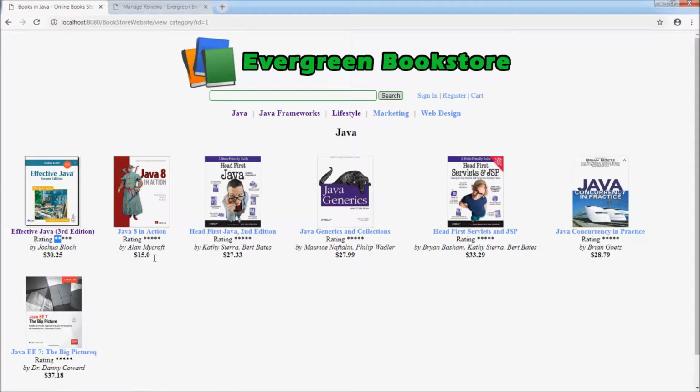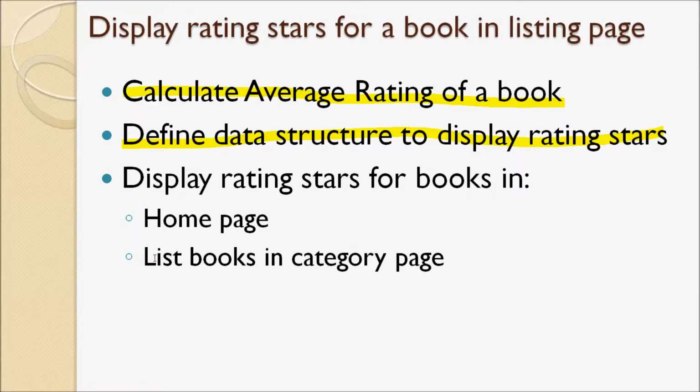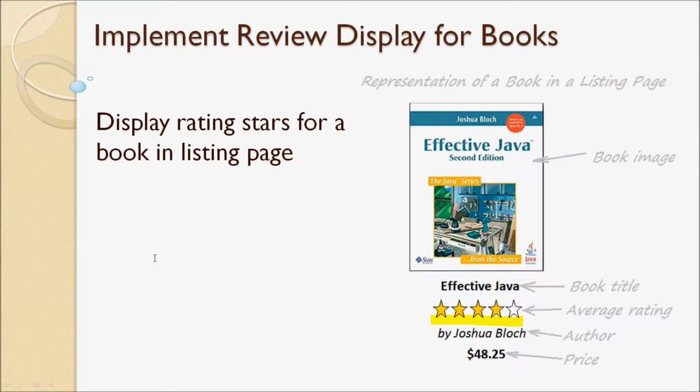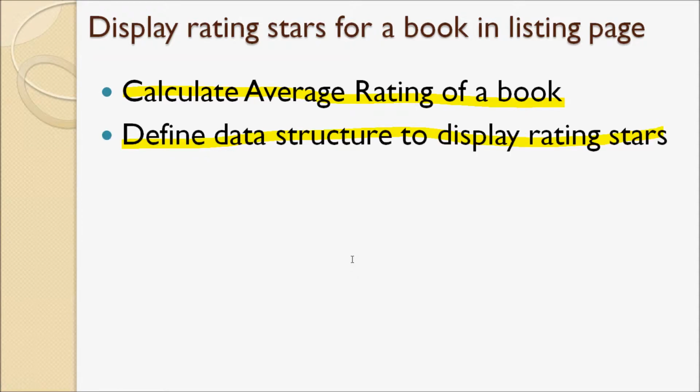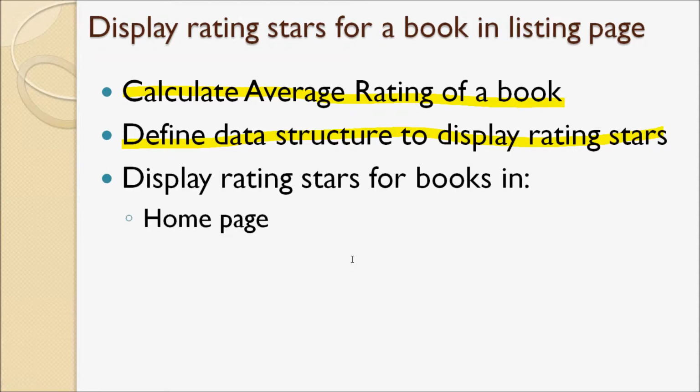and even half of a star, as you can see here. For example, if the average rating for this book is 4.5, so the last star is yellow a half, you see. So we need to define a kind of data structure to display the rating stars for the book.